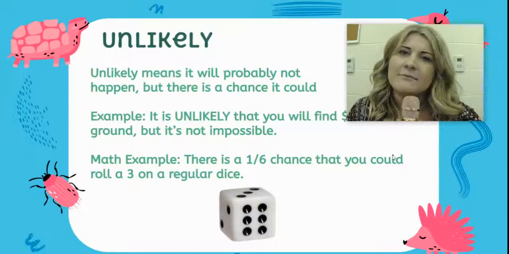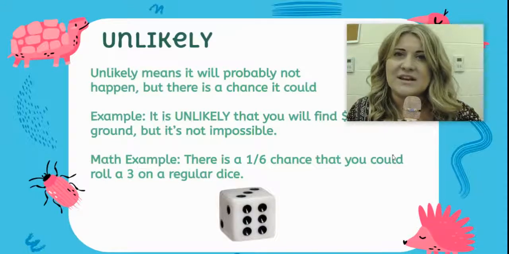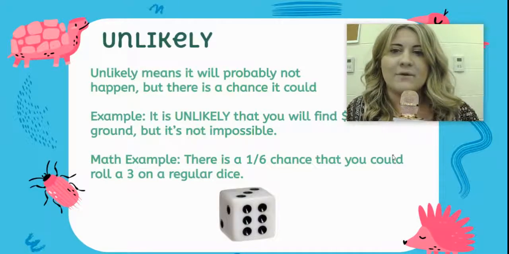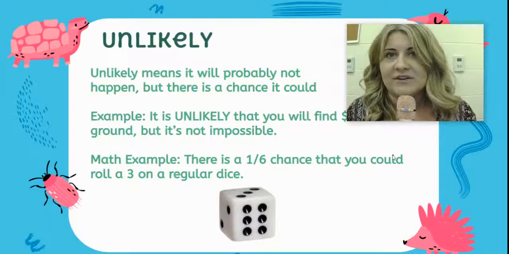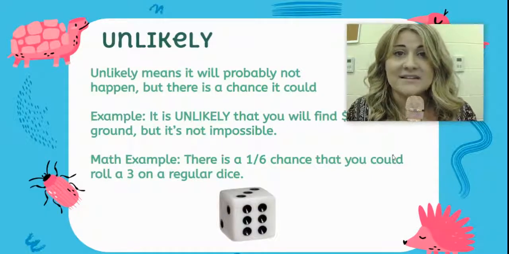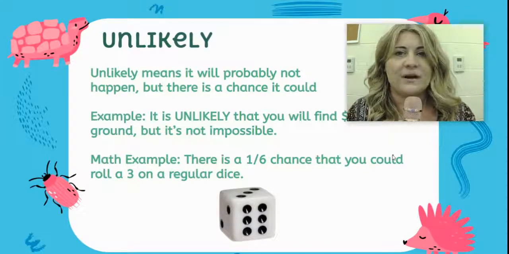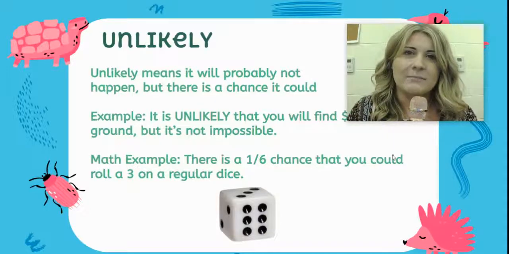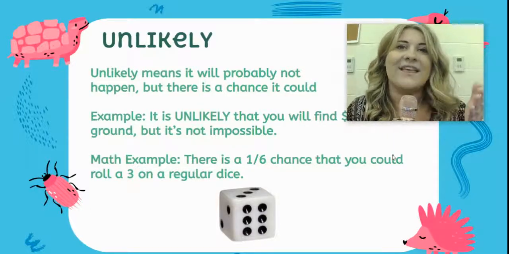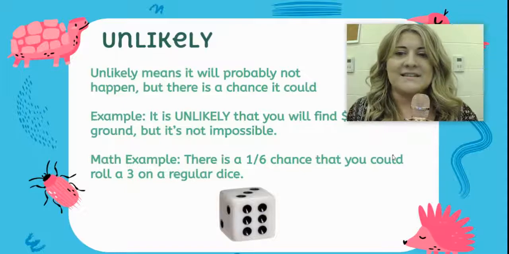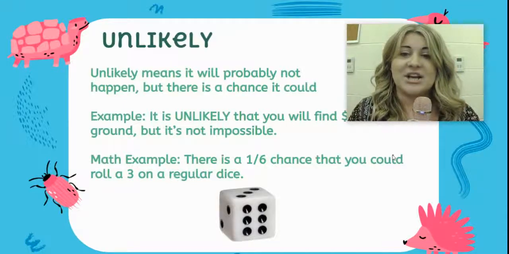Unlikely means it will probably not happen, but there is a slight chance that it could. So an example is it is unlikely that you'll find $20 on the ground, but it's not impossible. You could find $20 on the ground. It's just very unlikely. So these are situations where it's probably not going to happen, but there is a slight chance that it could.